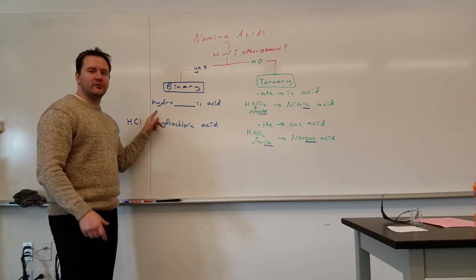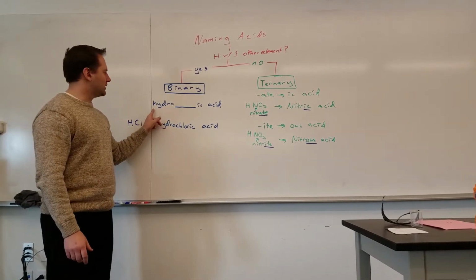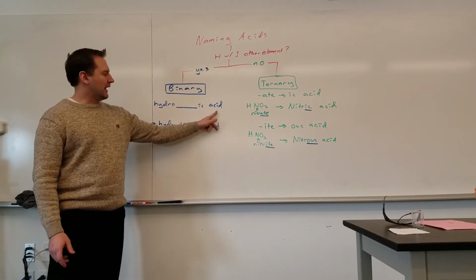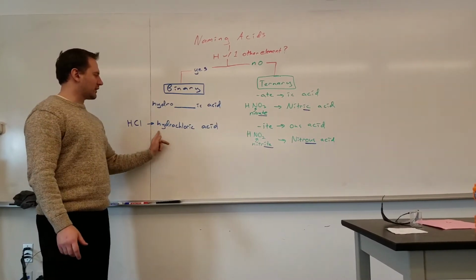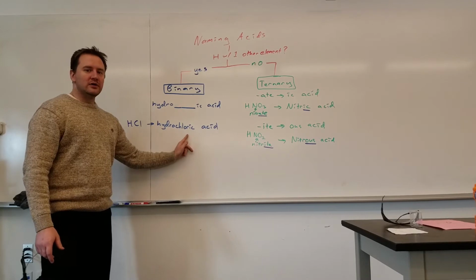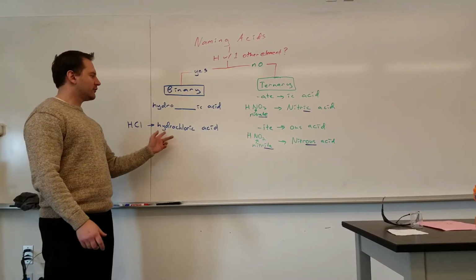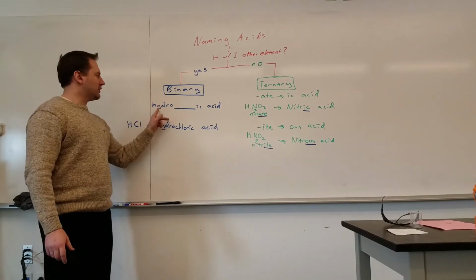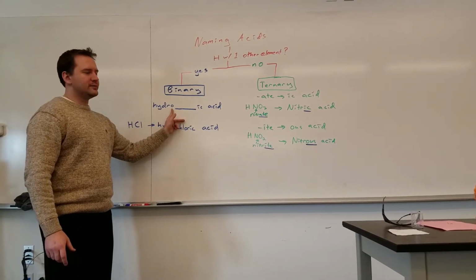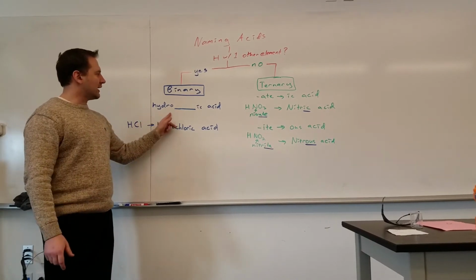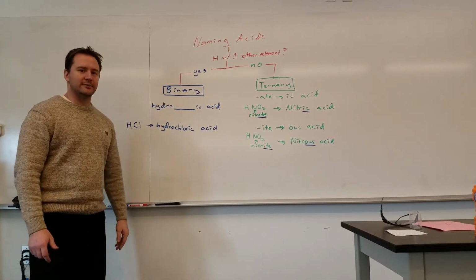And the format you would use to write the name for that would be hydro, then whatever the element is, change the ending to ic, acid. So hydrochloric acid. All right? So if you had another element, so you had like HF, that would be hydrofluoric acid. So if it's binary, you include the term hydro in the front, and that also lets you know when you're going the other direction, if you see the word hydro in front, you can assume that it's binary.